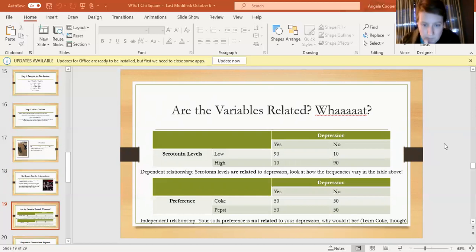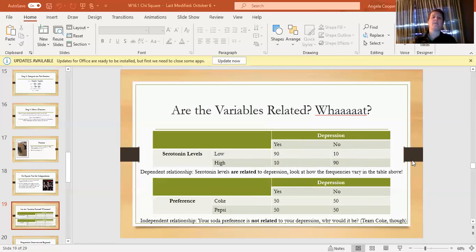So we look at this and we see that for people who said, yes, I have depression, a lot of them have very low serotonin levels. And for those that say, no, I don't have depression, not a whole lot have low serotonin levels. The opposite is true when we look at the high serotonin levels. Very few people who have high serotonin levels have depression, whereas a lot of people who do not have depression also have high serotonin levels.